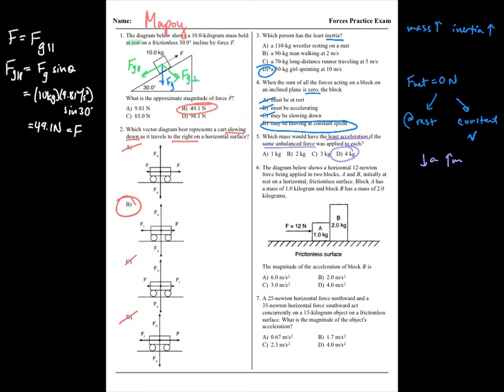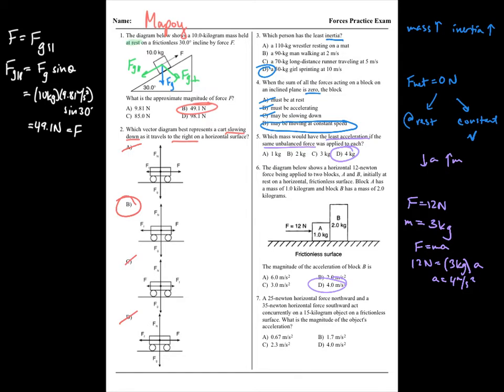Number 6. So we have this force of 12 newtons pushing a total mass of 3 kilograms because both blocks are being pushed by 12 newtons and so they share the same acceleration. So F net equals ma, 12 newtons equals 3 kilograms times A, A is equal to 4 meters per second squared. So regardless if you're just focusing on block B or block A, they share the same acceleration because they're being pushed together.